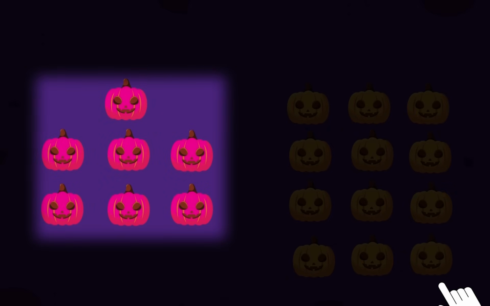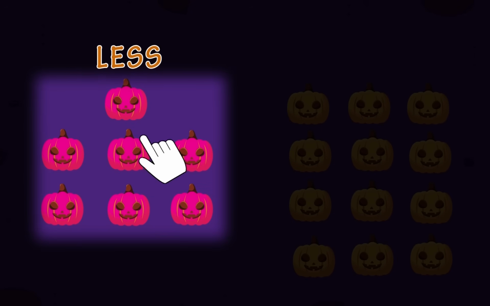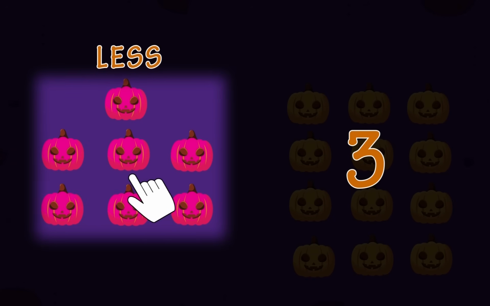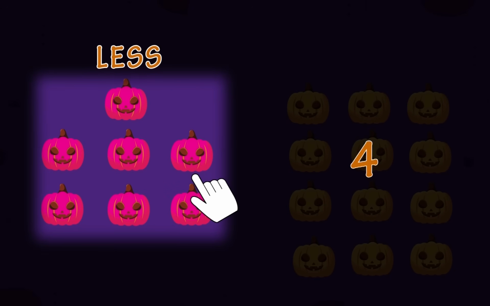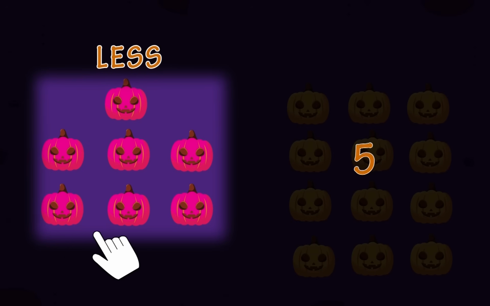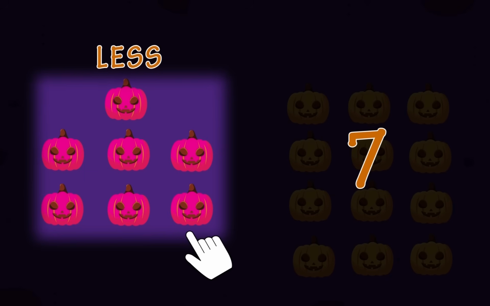And the pink pumpkins on the left is less. That's right. Let's count. 1, 2, 3, 4, 5, 6, 7. There are 7 pink pumpkins. Good job.